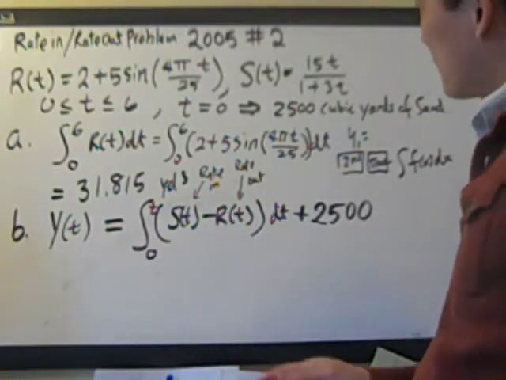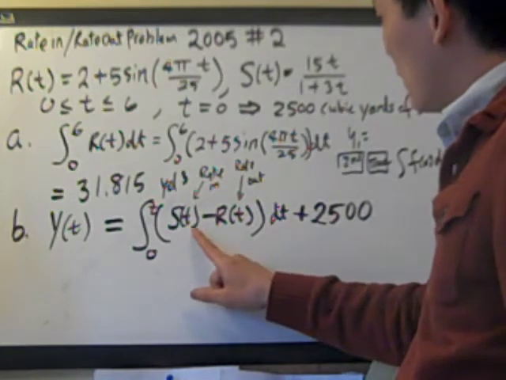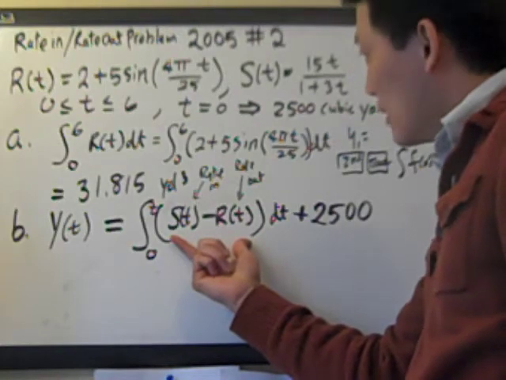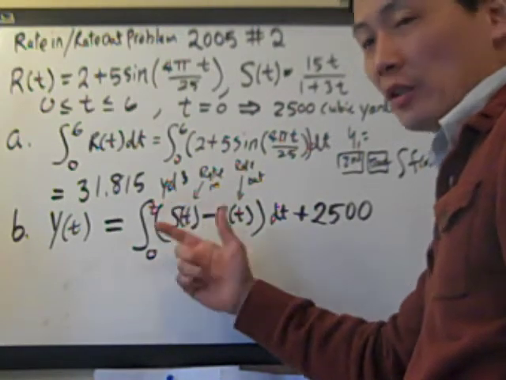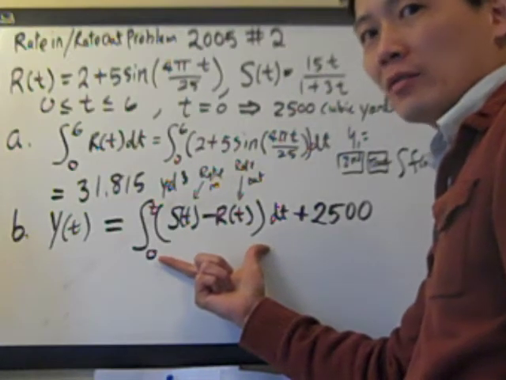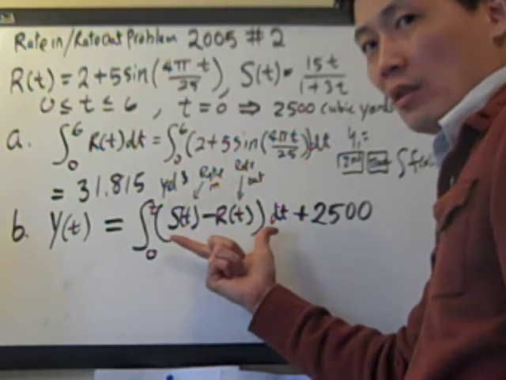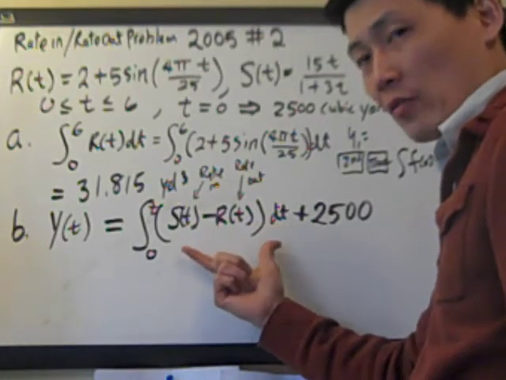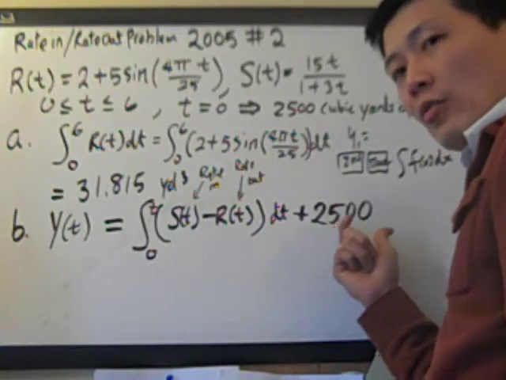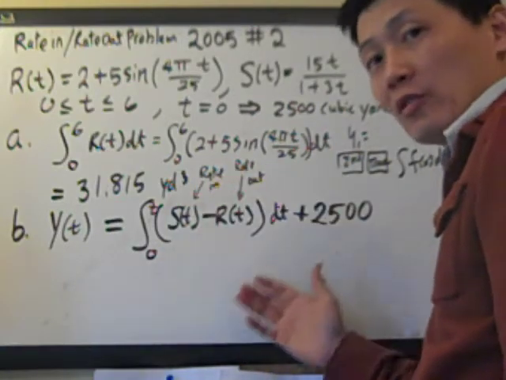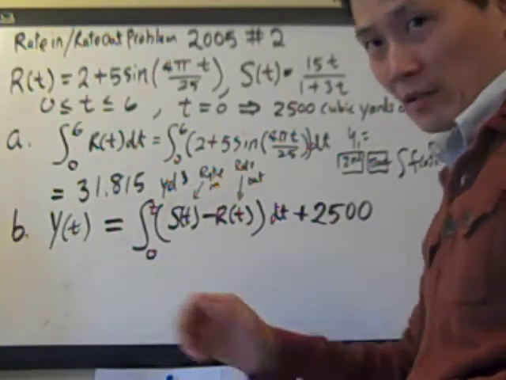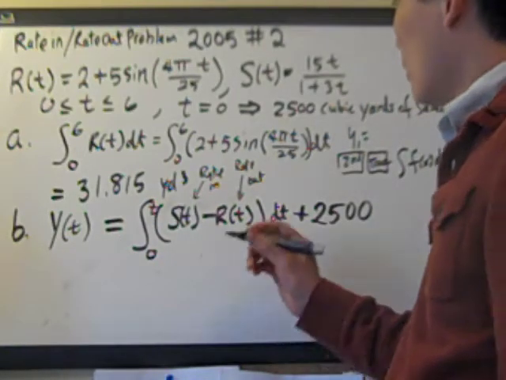Let's review a little bit. Rate in minus rate out is the actual rate of change of sand. By integrating from 0 to t, this tells us the actual change in the amount of sand. That change gets added to the initial amount, and gives you the actual amount of sand at a given time. Okay, so that's part B.